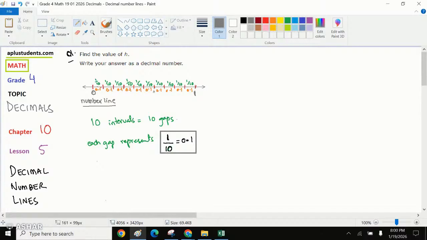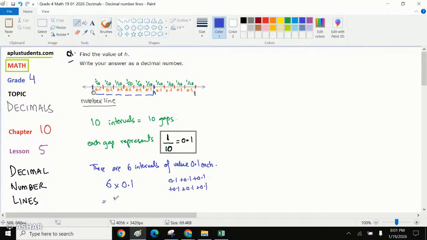So we know that 1 upon 10 equals 0.1, and we need to find the position of h. What is the position of h? Over here, this is the position of h. So we start counting from here. How many boxes? 1, 2, 3, 4, 5, and 6. So there are 6 intervals of value 0.1 each. That means either we multiply 6 into 0.1 or we add 0.1 six times, and it would give us the same answer. The answer is 0.6 and the value of h is 0.6.